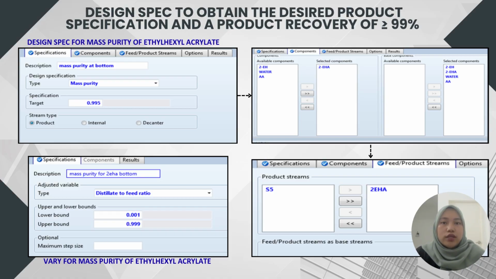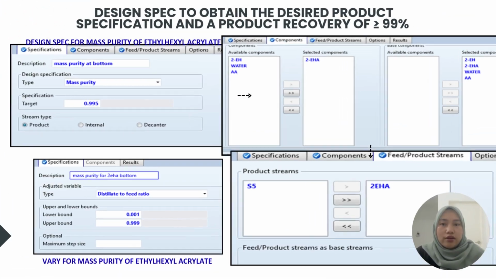So the design spec was set using mass purity type with the desired target. The selected component is ethylhexyl acrylate, and the base component is all components. So the 2 stream is set as the stream of the desired design spec. The value is adjusted to the distillate to feed ratio and the bound is set accordingly.